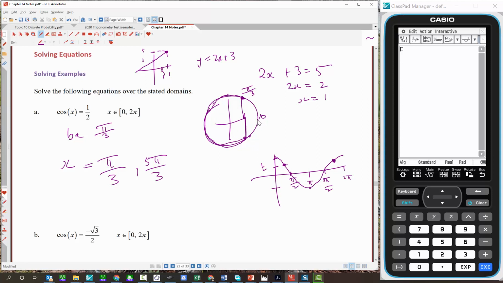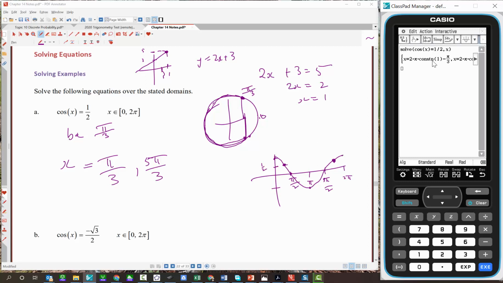Right, now before we proceed any further, we'll actually ask the calculator to do this solve for us. So we're going to go solve cosine x equals a half for x. Now when I hit enter on that, the calculator gives us this information here.